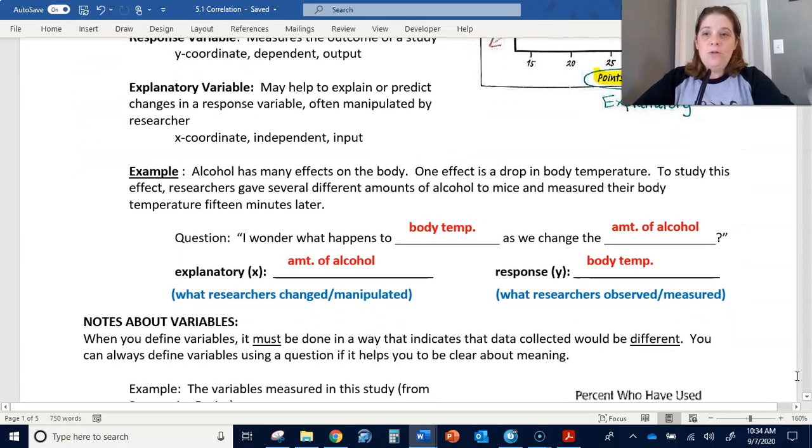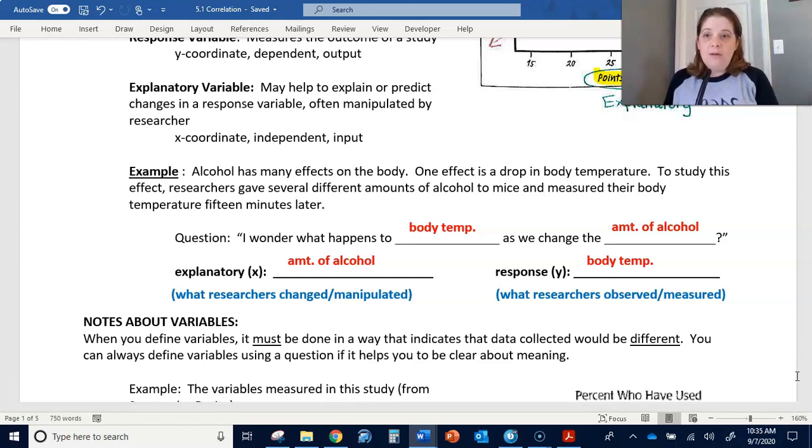Okay, so one thing you might look for in an example: alcohol has many effects on the body. One effect is a drop in body temperature. To study this effect, researchers gave different amounts of alcohol to mice and measured their body temperature 15 minutes later. Okay, so if you notice what the researchers did, the researchers are manipulating the amount of alcohol, and then they are measuring body temperature. So basically they're asking the question, I wonder what happens to body temperature as we change the amount of alcohol that we give these mice.